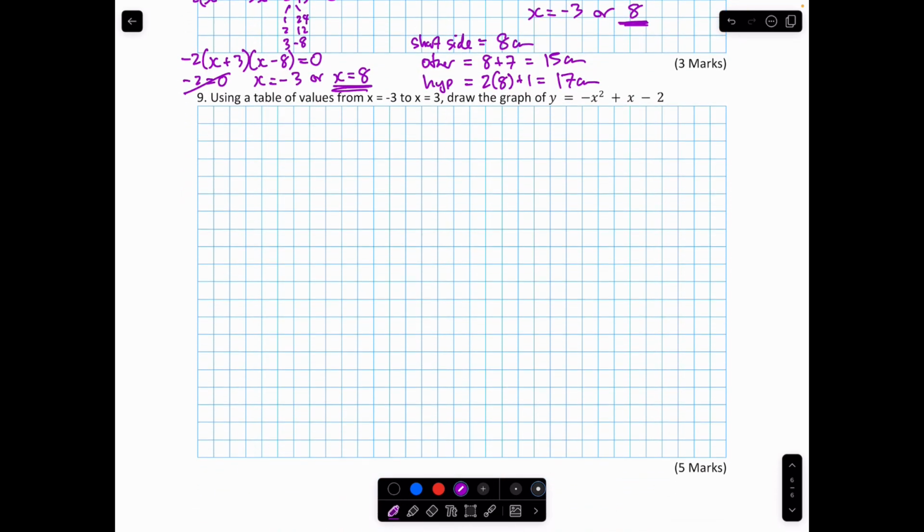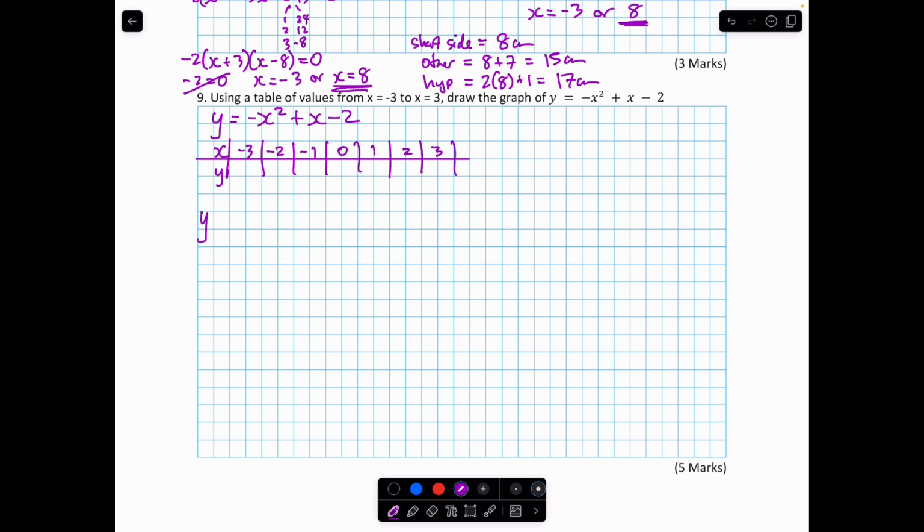Using a table of values from x = -3 to x = 3, draw the graph. So you're graphing y is equal to -x squared plus x take 2, and my table of values has x and y: -3, -2, -1, 0, 1, 2, 3. Now we need to do the substitutions.